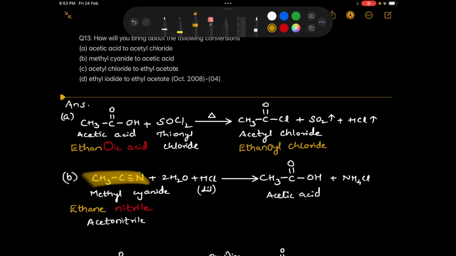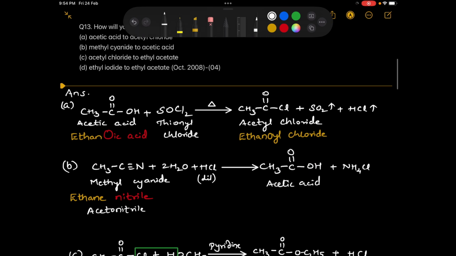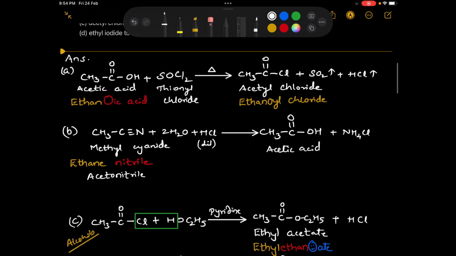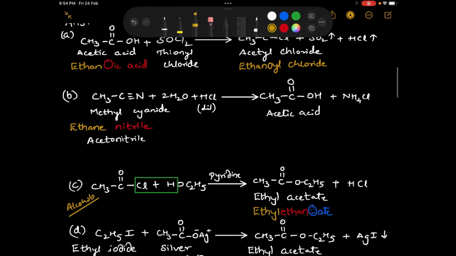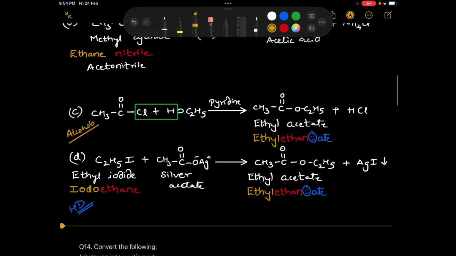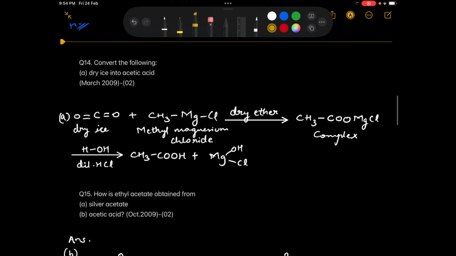Methyl cyanide, that is CH3CN, which is also called acetonitrile, we have to convert it into acetic acid. This is done by carrying out acid hydrolysis of methyl cyanide, wherein we get acetic acid. The next conversion is acetyl chloride to ethyl acetate. Acetyl chloride is being treated with ethyl alcohol so that we get ethyl acetate. It's a repeated question which had appeared on top. The next is ethyl iodide to ethyl acetate. So we take ethyl iodide and we treat it with silver acetate and we get ethyl acetate. This is actually from the lesson halogen derivatives. Let's move on to the next question.